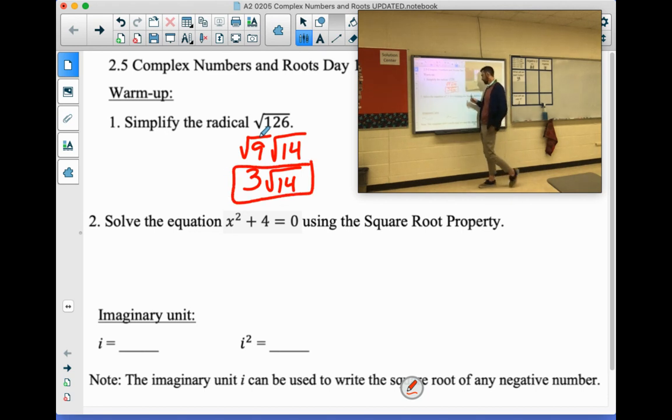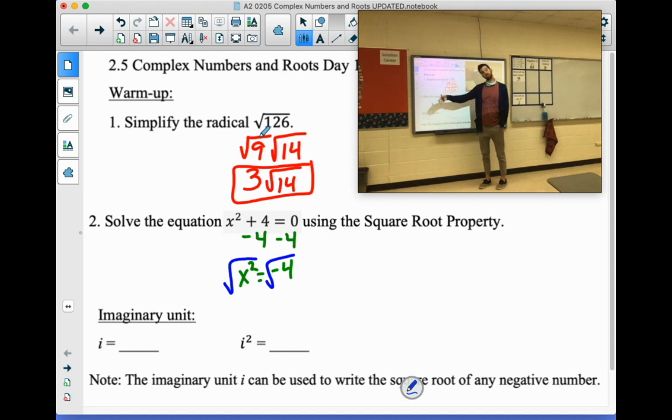Solve the equation x squared plus 4 equals 0 using the square root property. So if we were to solve this, first, you already know this, we would subtract the 4, obviously. So we'd get x squared equals -4, and then we try to square root those. But you can't square root negative numbers, right? Because if we said 2 squared is 4, if I said -2 squared is also 4. So we'd be like, oh, well, this is no solution.